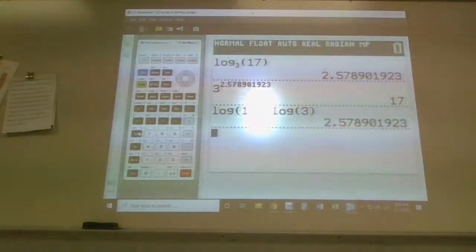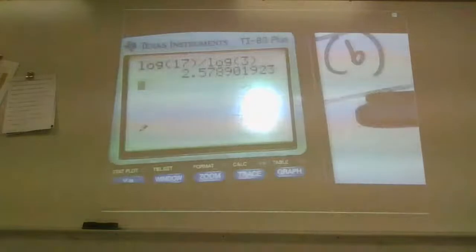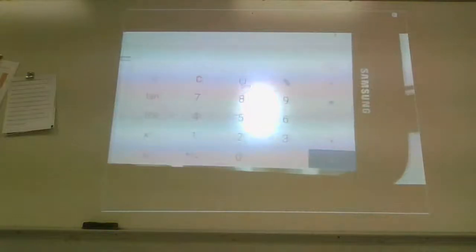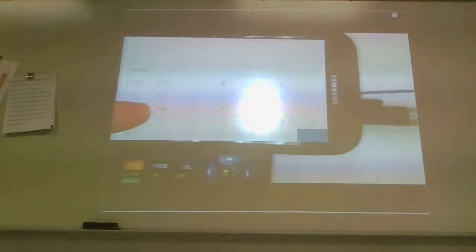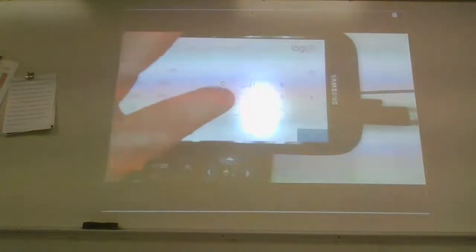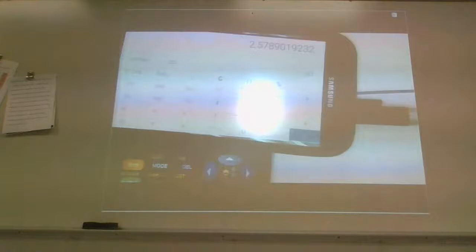Let me show you on my phone. Here's my phone. I turned it to the side, I'm going to zoom out just a little bit. There's the log function right there. So I could do log of 17, close the parentheses, divided by log of 3. Boom. There's that decimal right there. Your phone can do this calculation. It's not a crazy advanced calculation that no one's ever heard of. It's on your phone calculator. It's ridiculous.